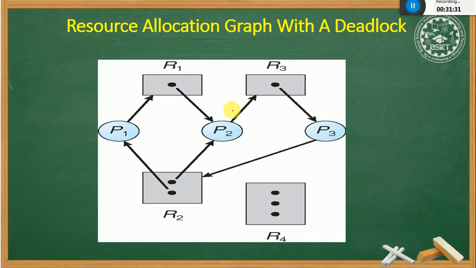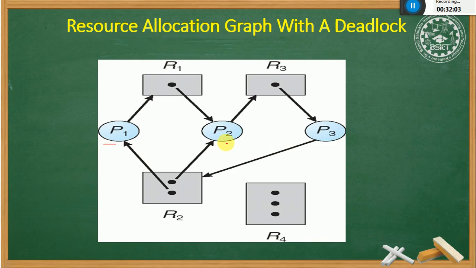So using the resource allocation graph, we can easily identify the deadlock condition. Okay, so we can take an example and identify whether there will be deadlock or not. Deadlock has four conditions: it must be mutual exclusion, hold and wait, non-preemption and circular wait. We have discussed this figure previously, we are again discussing the same.